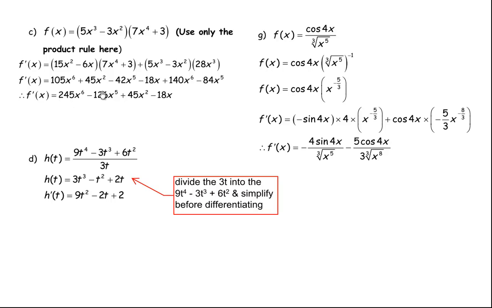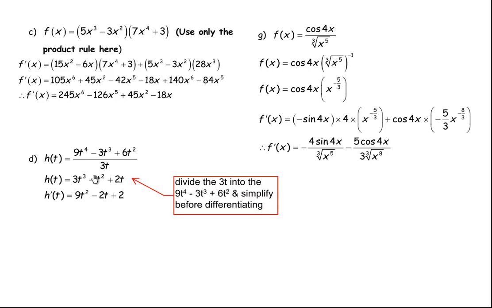And then there's two terms that have x to the fifths, the minus 42x to the fifth and the minus 84x to the fifth. Negative 42 and negative 84 add to negative 126. And then we have the 45x squared term, that one, and then the minus 18x after it.